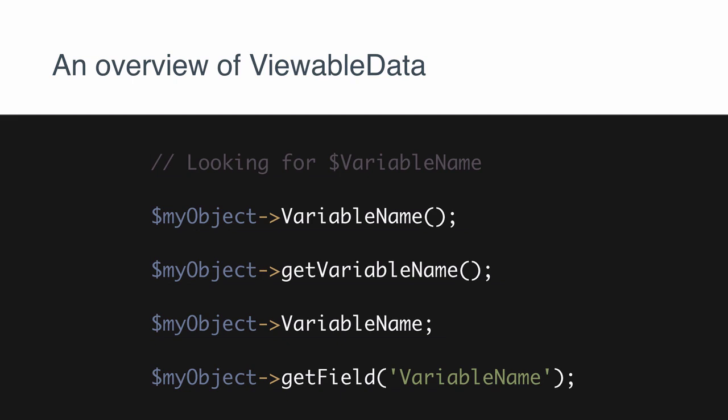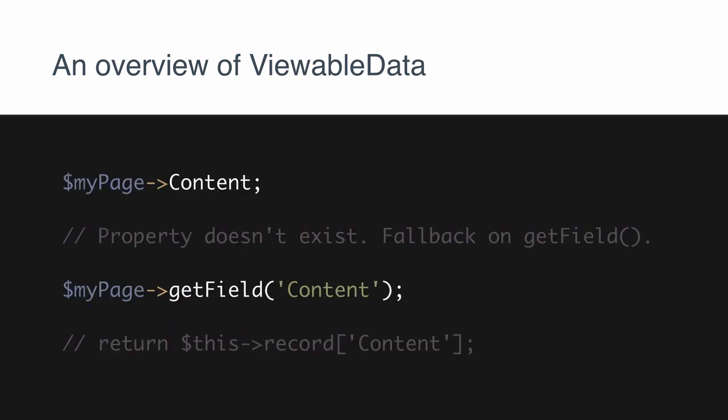Now, getField is kind of a fallback method. For the base ViewableData class, it simply returns the property variable name if it exists. So a bit useless in that sense. It's just kind of there to be overridden. The idea is that subclasses can invoke their own handlers for this. So for example, in DataObject, getField looks at the DB array, which makes sense, right? When you try to call content against a page object, it falls back on getField content, and you end up with the content out of the DB array.